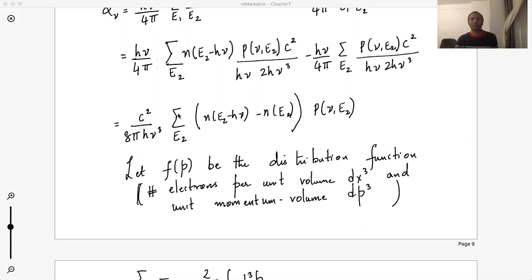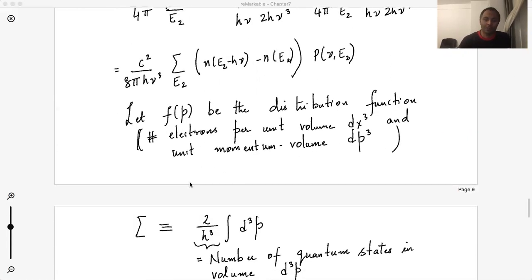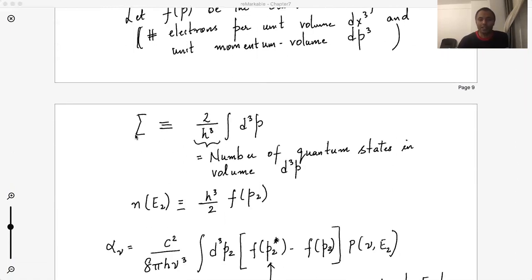So I'm going to now write this summation in the form of an integral over the distribution function for the electrons. So f of p is the number of electrons per unit real volume d cubed x, and per unit momentum volume, d cubed p, right? You've probably encountered this kind of distribution function in statistical mechanics, so I'm just going to use that formalism here. So here is the last step. I'm going to replace the summation with this particular integral.